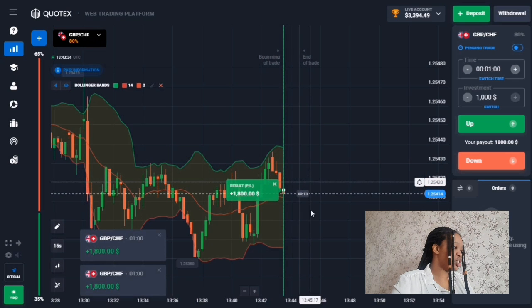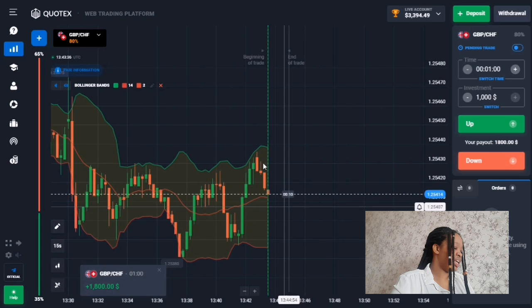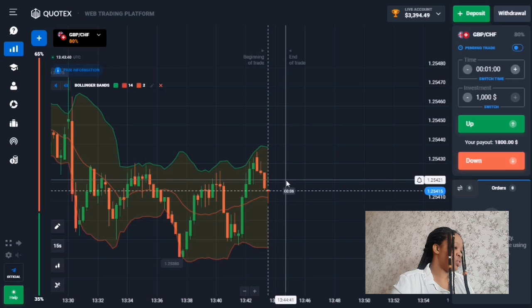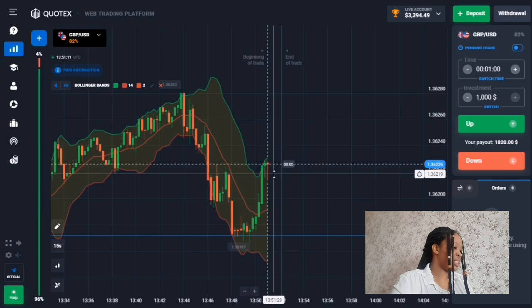Well, analyzing this trade, the indicator again really helped me to determine the boundaries of this price range. And from this upper zone, the price bounced. So let me find another entry point on the market.